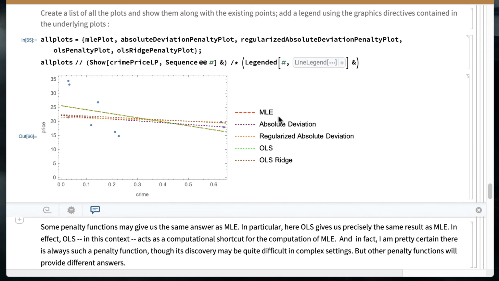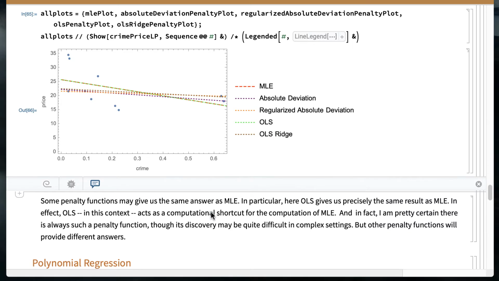The red line was our maximum likelihood estimate. Our green line was our ordinary least squares estimate. And so this is suggesting, it's not a proof, but it's a suggestion that ordinary least squares might be a computational shortcut, at least in some cases, to computing a maximum likelihood estimate. And in fact, it is a computational shortcut.